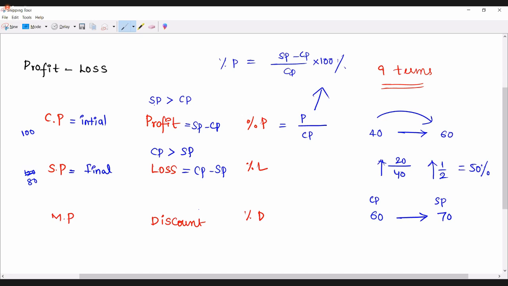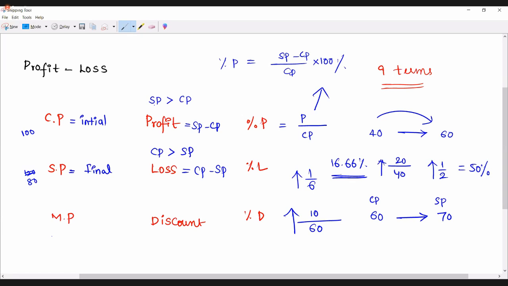If it is a question of just profit, I can definitely say that profit is going to be 10 rupees. But if the question is talking about percentage profit, I can say that 60 rupees is sold at 70 rupees. On top of 60, there is an increase of 10. It is giving a result as 1 by 6. 1 by 6 is nothing but 16.66%.